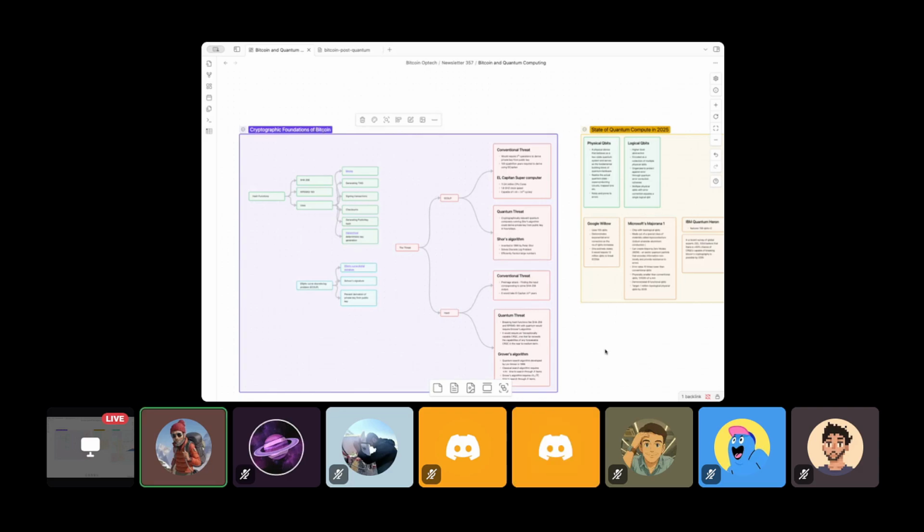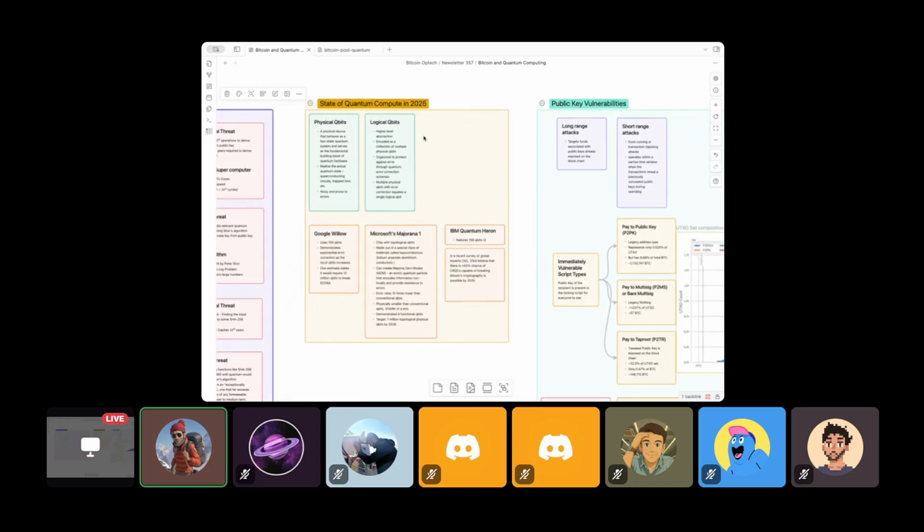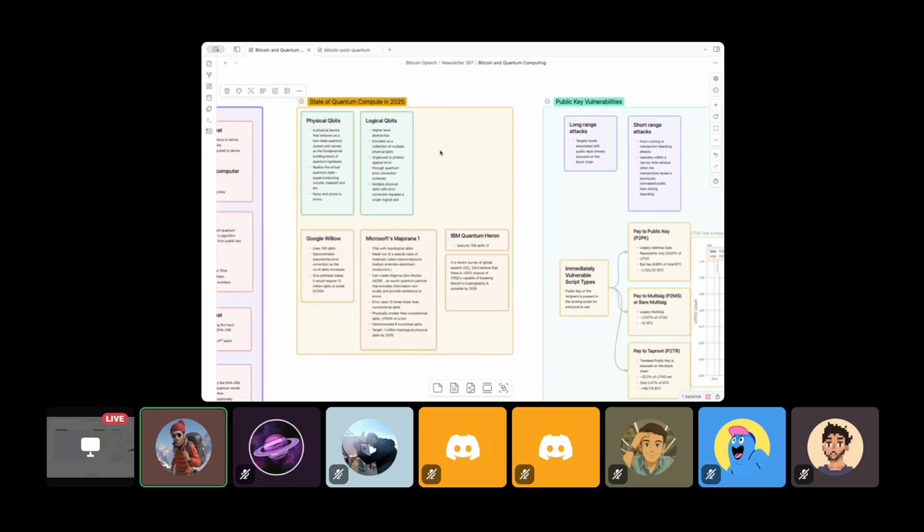Then we had a discussion about the state of quantum compute currently as it stands now. We had a brief discussion about what is a physical qubit, what are logical qubits, where does Google's Willow stand now, where does Microsoft Majorana stand now, and what is IBM doing, and what is its current status.